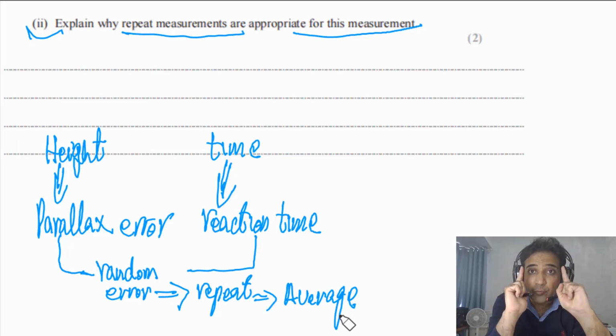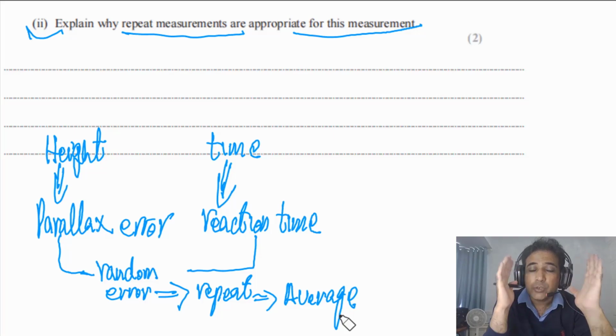If we take only one value, for example, then due to reaction time, our value will be higher than the actual value. So that you can say is systematic error. But in this case we are repeating, so that becomes random error because readings will be sometimes higher, sometimes lower. And random error can be minimized by taking the average. So this is how you can answer this question.